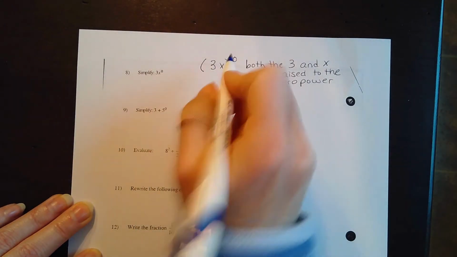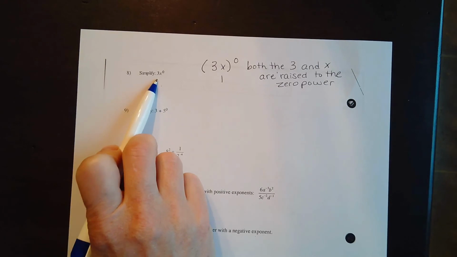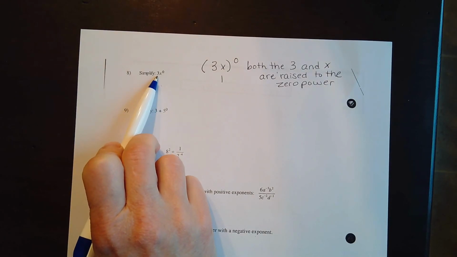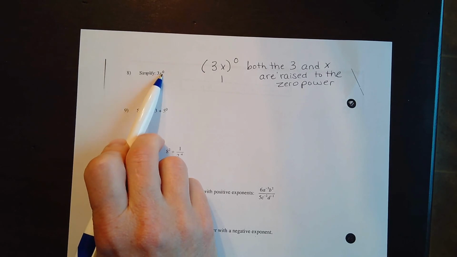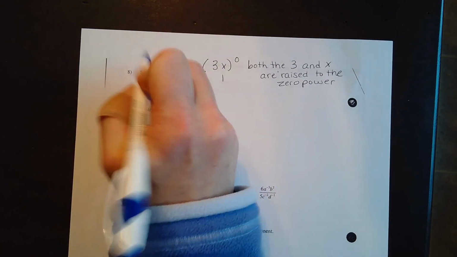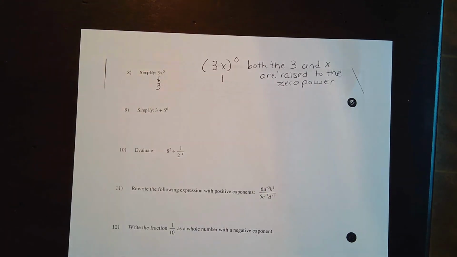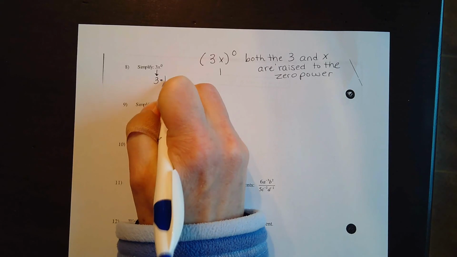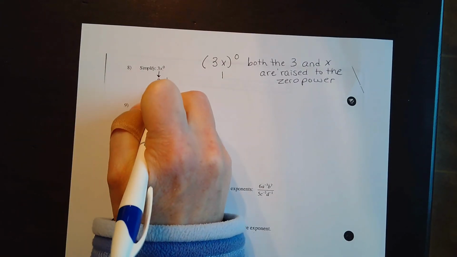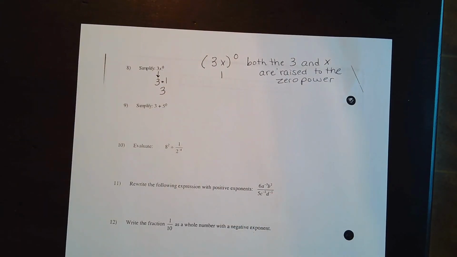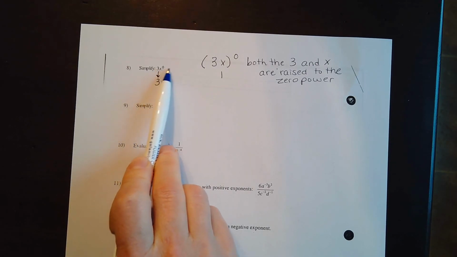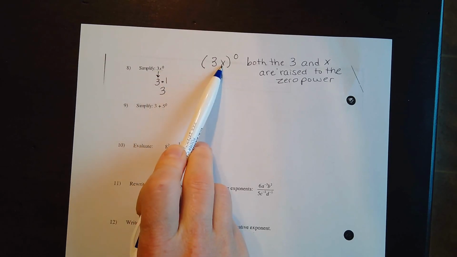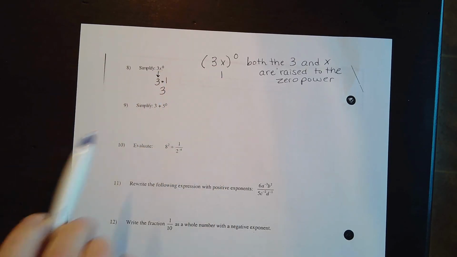So the final answer here would be 1. But notice it's different here in number 8. There's not parentheses around the 3x, so the 3 is not included in being raised to the 0 power, only the x. So the 3 remains a 3, and the x to the 0 is equal to 1. Final answer is 3. So you want to keep in mind, when something is raised to the 0 power, like the x here, where here, both the 3 and the x are.